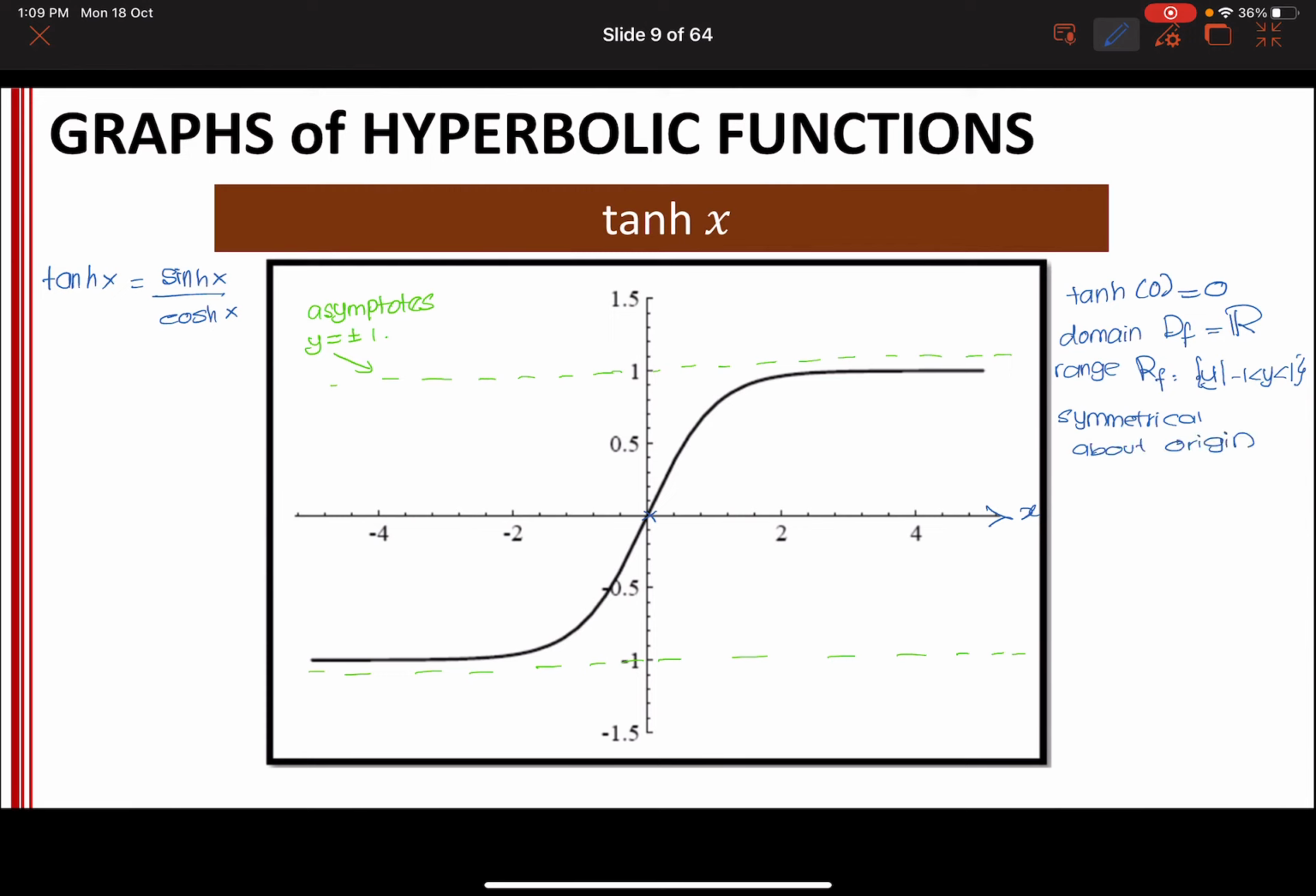Okay, so therefore your tangent hyperbolic of negative x is equal to negative tangent hyperbolic x. Okay, so we have horizontal asymptotes, which is y equal to plus and minus 1. So your y is equal to f(x).